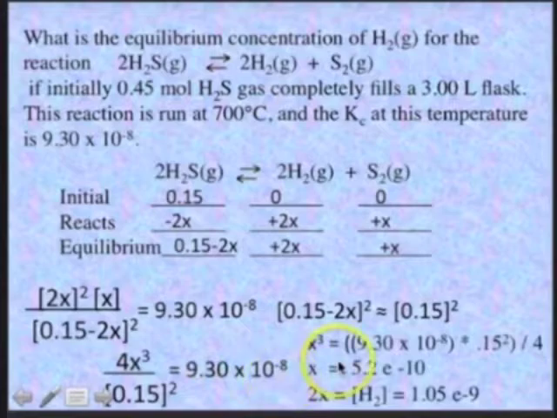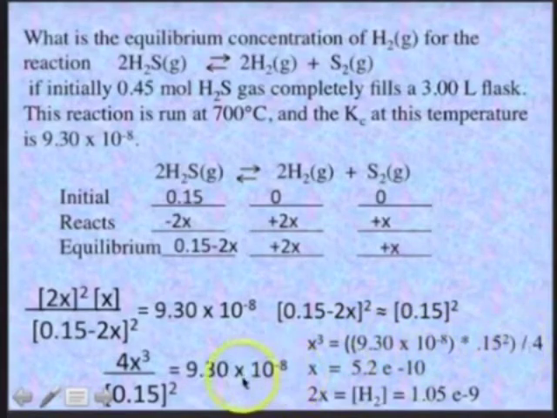And so all we have to do is take the cube root of this value after we multiply 0.15 squared by 9.3 times 10 to the minus 8. We now know x is 5.2 times 10 to the minus 10. And here's a mistake people make. They stop when they get to x. But please don't do that.